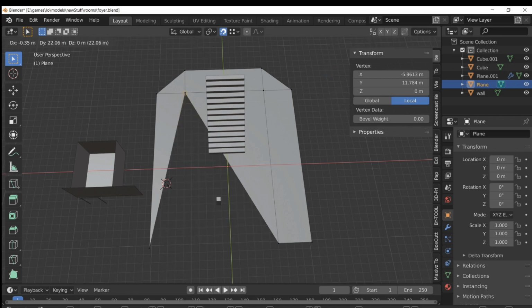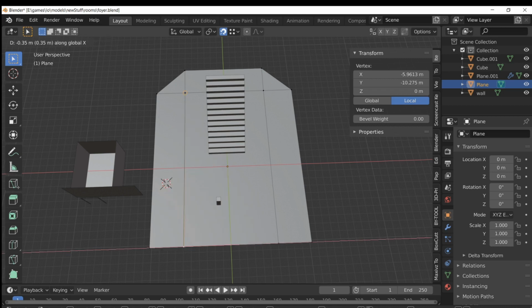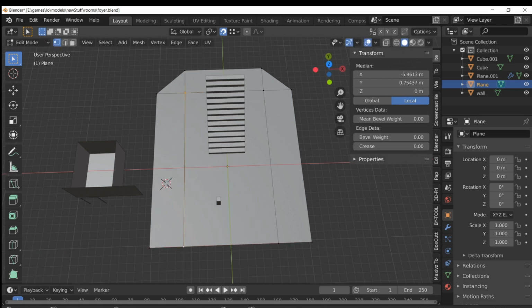and then you hover over another vertex, you can hit X or Y and constrain it to a specific axis. So if I hit X, these two are now aligned, and now if I have them both selected, I can just align them to this one.